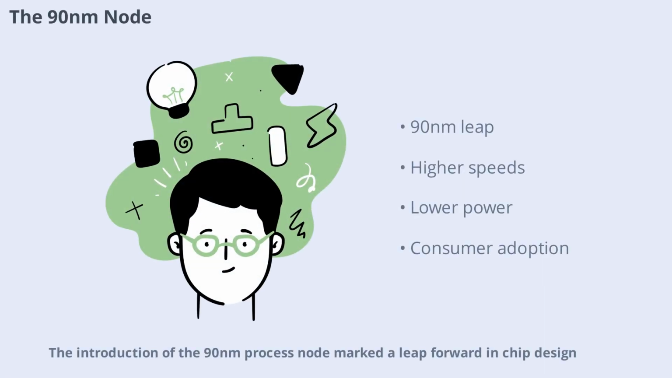The introduction of the 90 nm process node marked a leap forward in chip design. This node enabled higher clock speeds and lower power consumption, making devices faster and more efficient. The 90 nm era saw widespread adoption in consumer electronics, setting new standards for performance and energy savings.